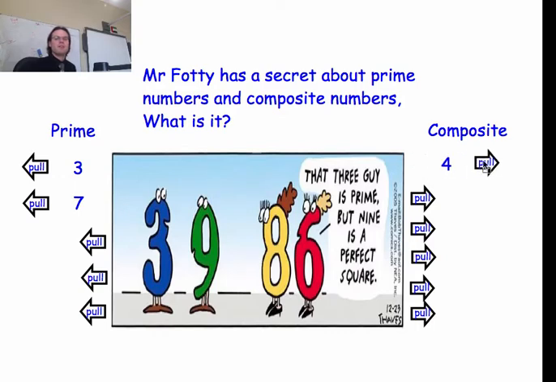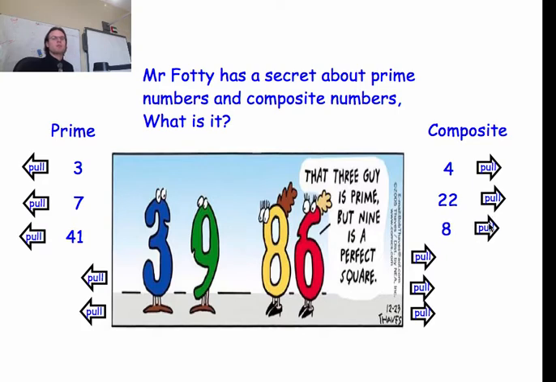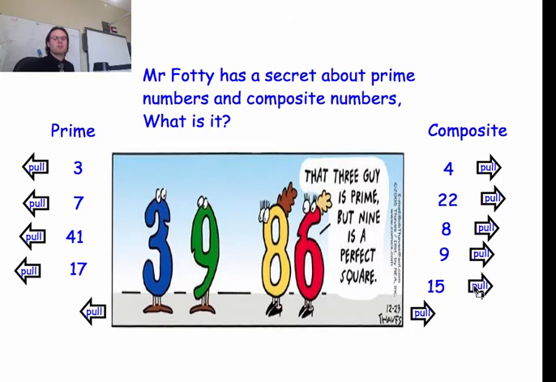Here's an example I have of a composite number. Here's my next example of a composite number. Here's another example of a prime. Here's another example of a composite number. Do you think you know what my secret is yet? Here's another example of a prime. Here's another example of a composite number. Another example of a composite number.